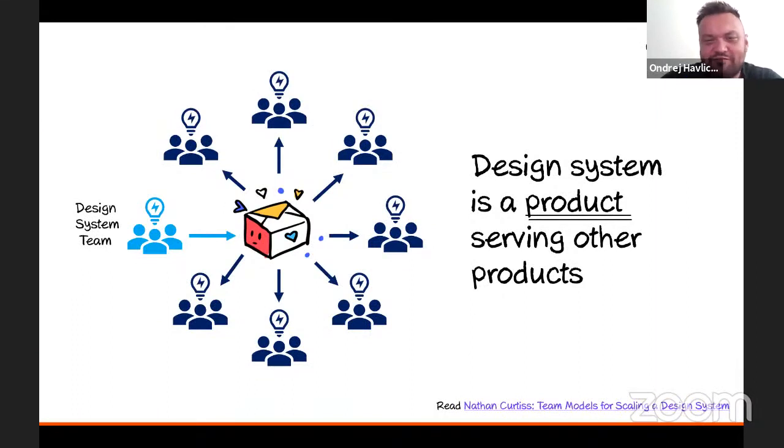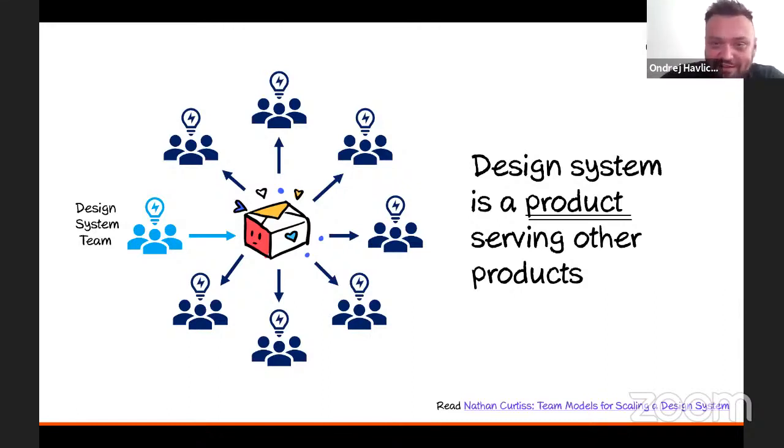When I first saw this picture, I think it was in an article by Nathan Curtis, I liked this idea that a design system is a product. It's a product serving other products. And when we were thinking about how to start with the design system in our company, an idea occurred to me. Because we started pretty small, without proper budget and without a lot of things under control, I said, why don't we treat the design system as a product? We should add the design system as another product to our product range.